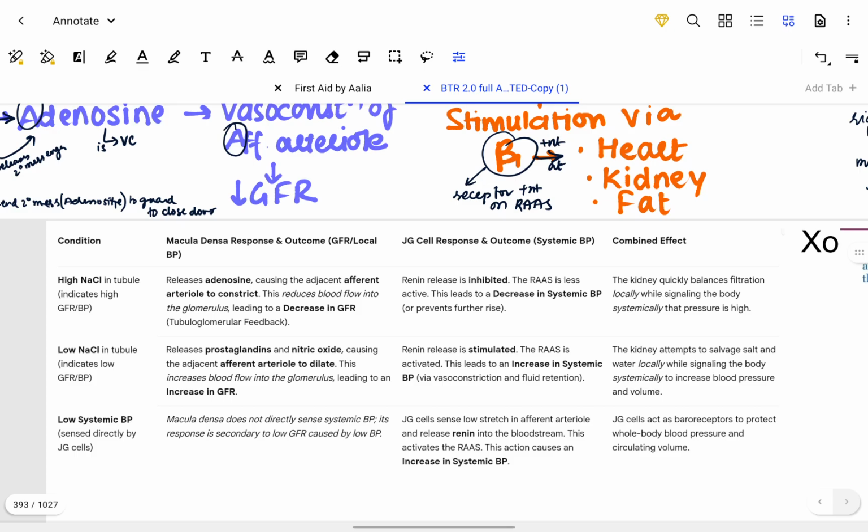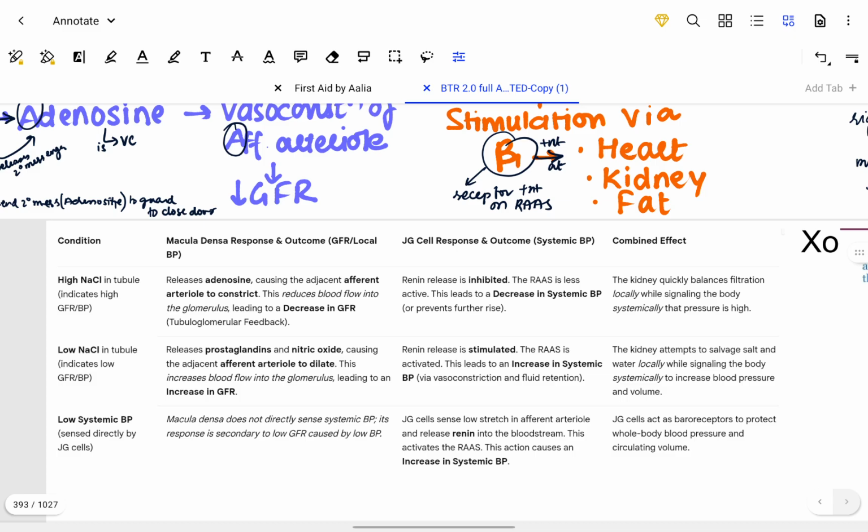How? Okay, so basically this happens in case of GFR. If there is an increased sodium concentration, the body is in a state to decrease the sodium, so it will increase the GFR, right? It will increase the filtration. So the response of this will be, since the GFR is increased, the BP is increased.